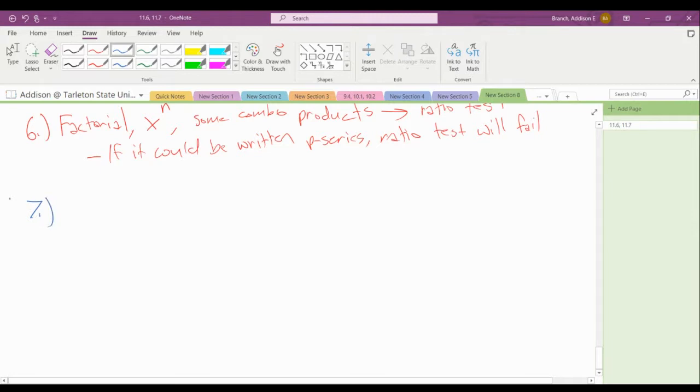Our next form that we could get is if our sequence is written in the form where all of it is raised to the n. That's a pretty clear indicator to go ahead and use your root test.